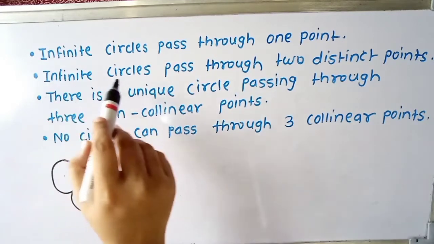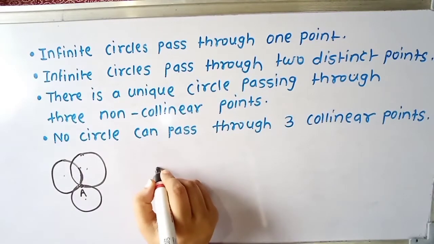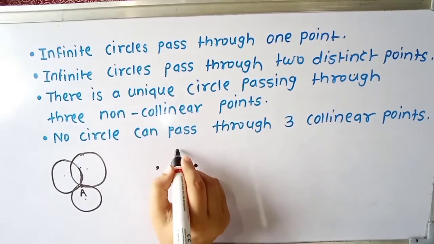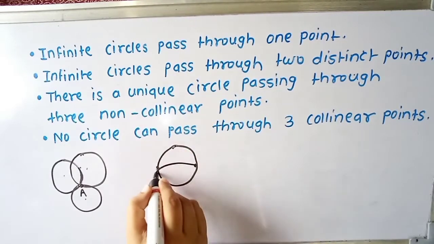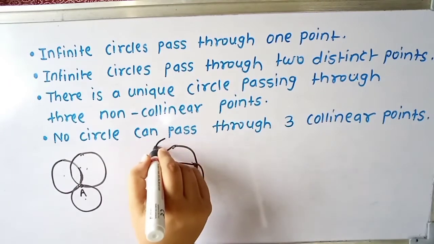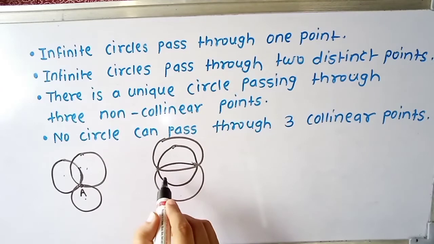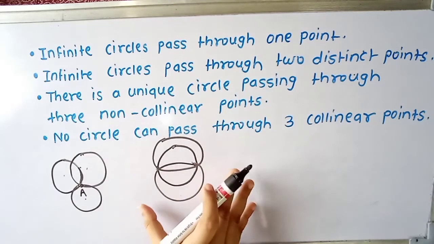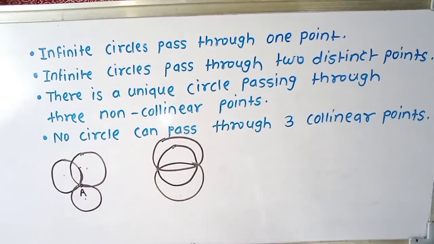Now the second one: infinite circles pass through two distinct points. Suppose here A and B are two distinct points, then you can draw infinite circles like this passing through the two distinct points, with different radii. Are you getting me, class? So infinite circles pass through two distinct points.